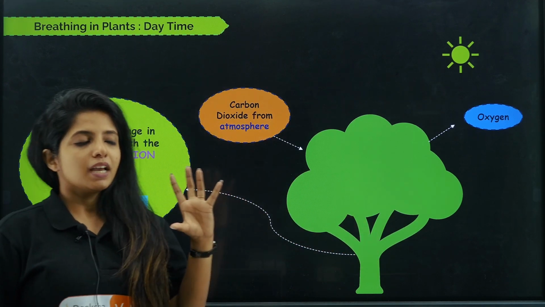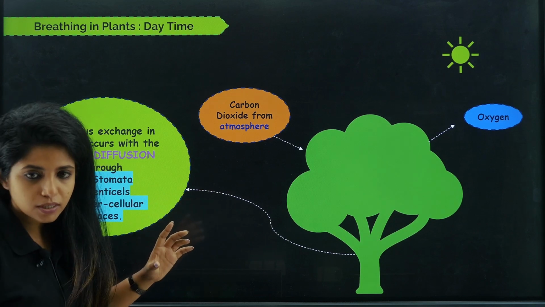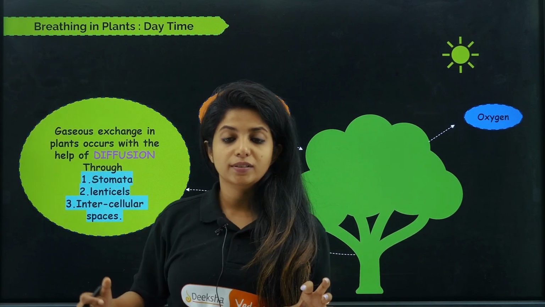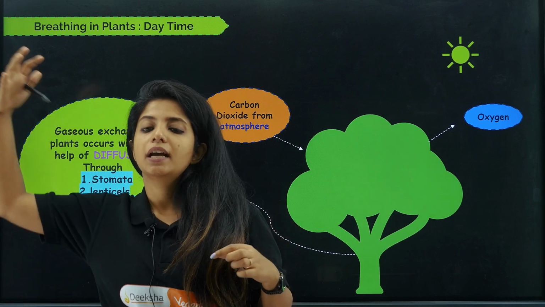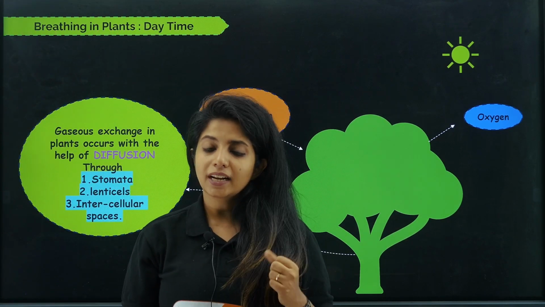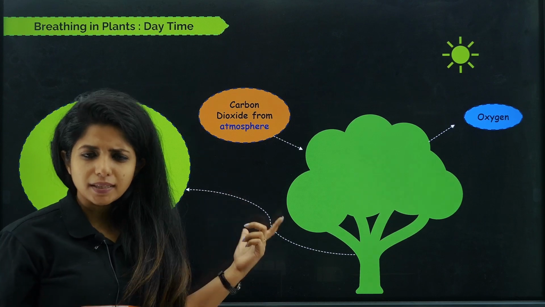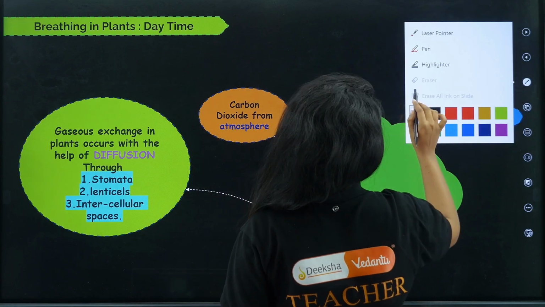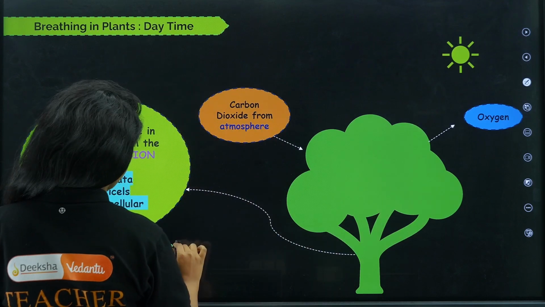So gaseous exchange basically happens with the help of diffusion only. For example, there is too much carbon dioxide outside and too little carbon dioxide inside. Plants will take carbon dioxide from there to inside. That's how things work. So stomata is the basic thing that the plant, basically the leaves, have.